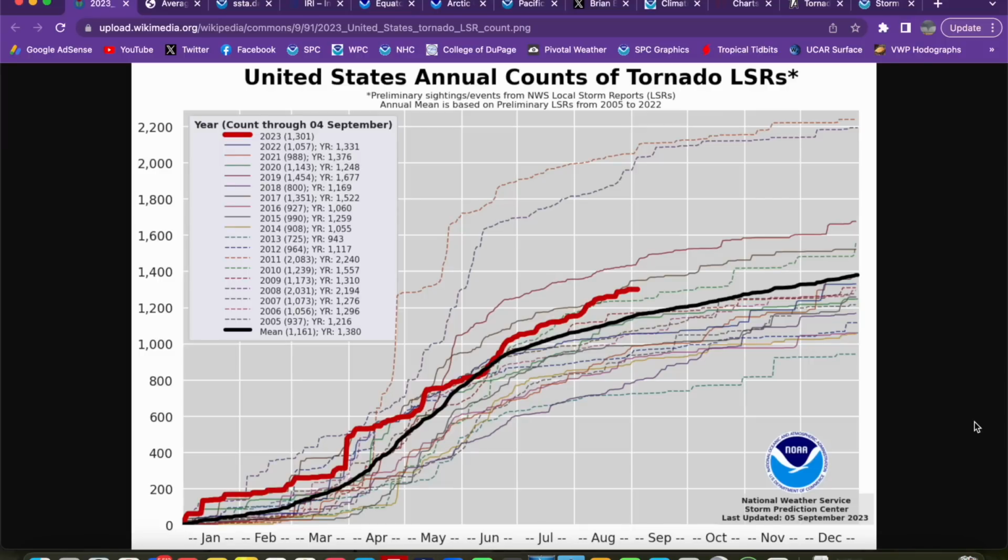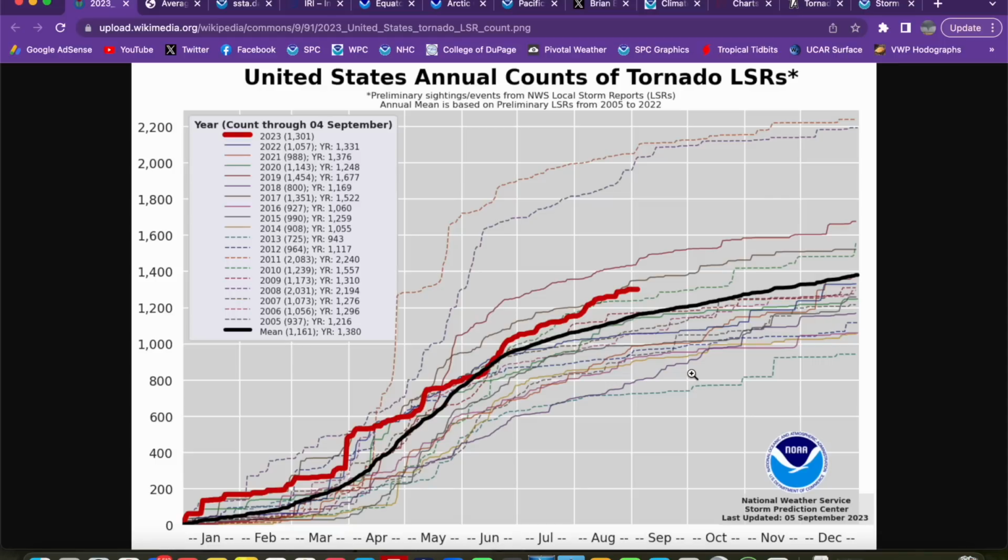So just to provide some context of how this year has gone tornado-wise across the U.S., we are a bit above average as we head into the fall season. The black line here is the average tornado report count for the year, and the red line is our current tornado report count for 2023. And you can see that red line is well above the black line as we start September.